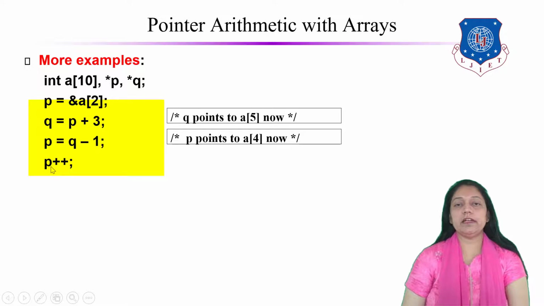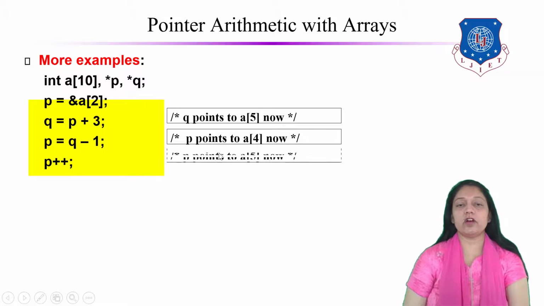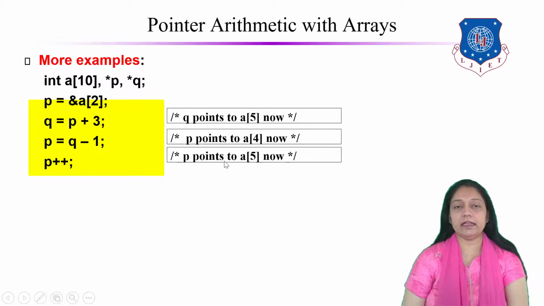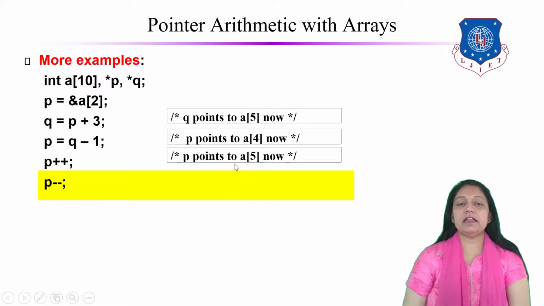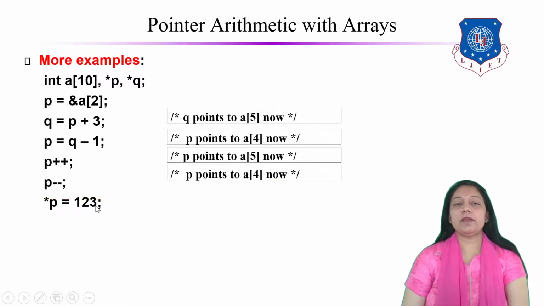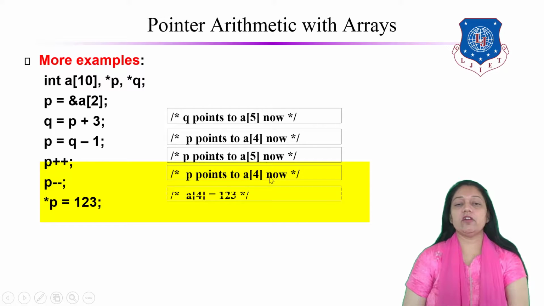And now we use increment operators on pointers. That is, p++ means the pointer is moving one element forward in the array. So now p points to a of 5 again. p-- means p again points to a of 4. *p = 123 means that right now p is pointing to a of 4, so a of 4 will become 123.